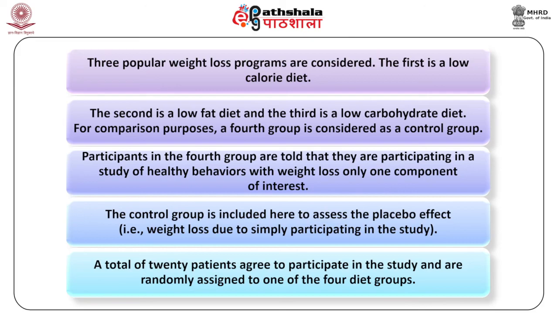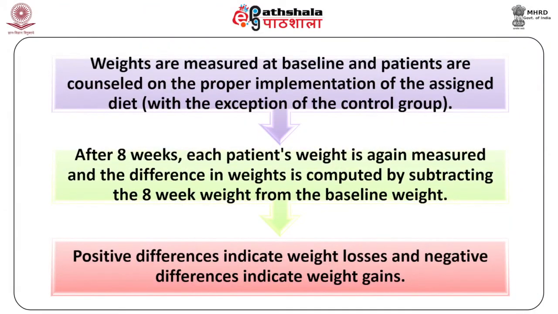The control group is included here to assess the placebo effect, that is, weight loss due to simply participating in the study. A total of 20 patients agree to participate in the study and are randomly assigned to one of the 4 diet groups. Weights are measured at baseline and patients are counseled on the proper implementation of the assigned diet, with an exception of the control group.